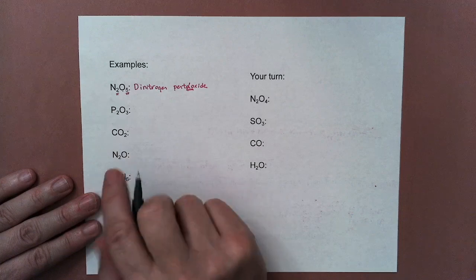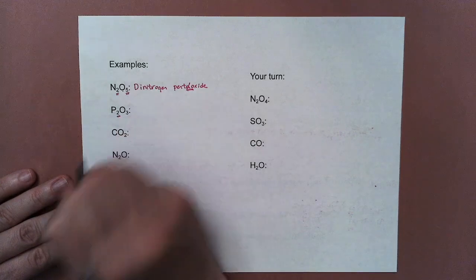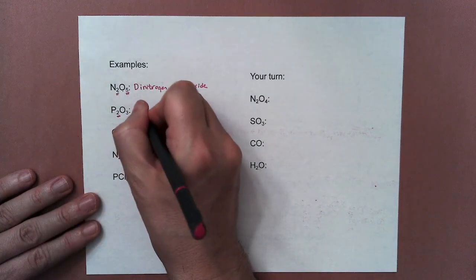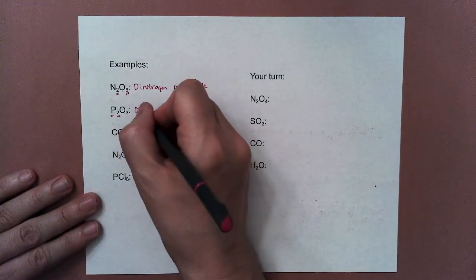Let's continue with the second one. P2O3. First we say the number of the first nonmetal. It is 2. I again say di. The name of the first nonmetal, it is phosphorus. So I say diphosphorus.